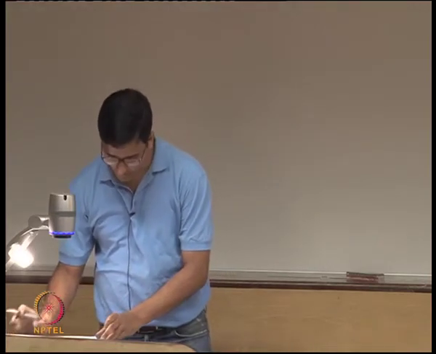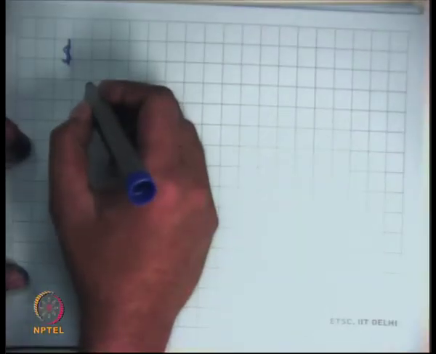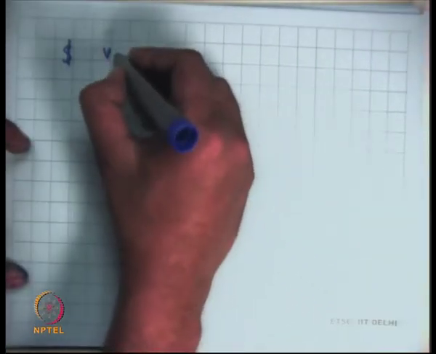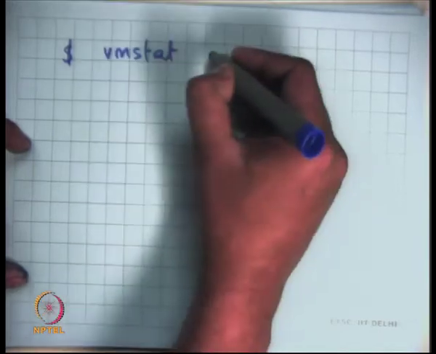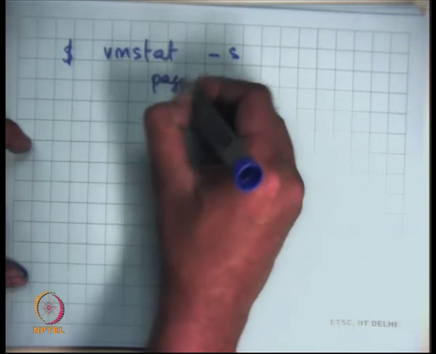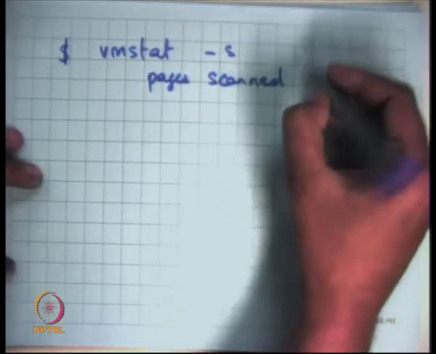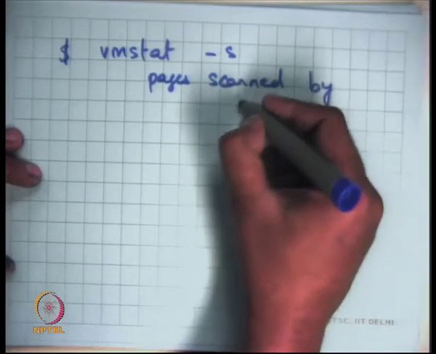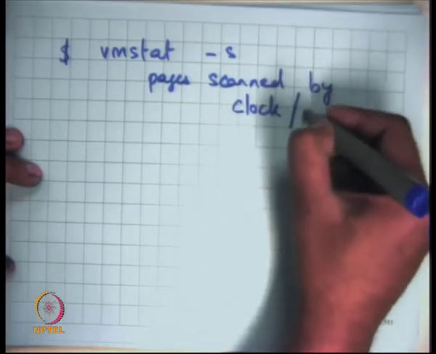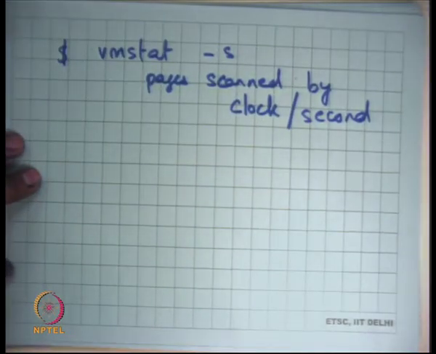Just as an example, let us say I had a machine. There's a command called vmstat on SunOS, which allows you to check how many pages were scanned by the clock algorithm. The clock algorithm is a commonly used algorithm inside operating systems, and on some operating systems you can use this command to check the statistics of your clock algorithm, which tells you the pages scanned by the clock per second.